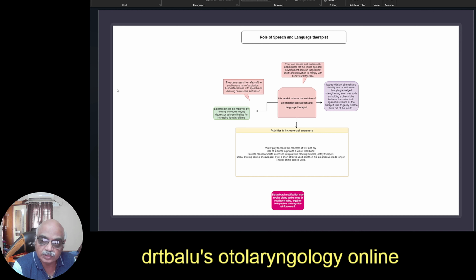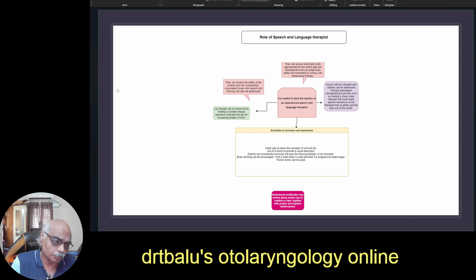And they should take care to assess the oral motor skills of these children, and they should be in a better position to judge whether behavioral therapy or motivational therapy will help these children. And the jaw strength and stability again can be increased or strengthened by holding a tube between the molars and asking the child to hold it between the molar teeth while the therapist attempts to pull it out of the mouth. So that is again another exercise which can improve the oral cavity closure.